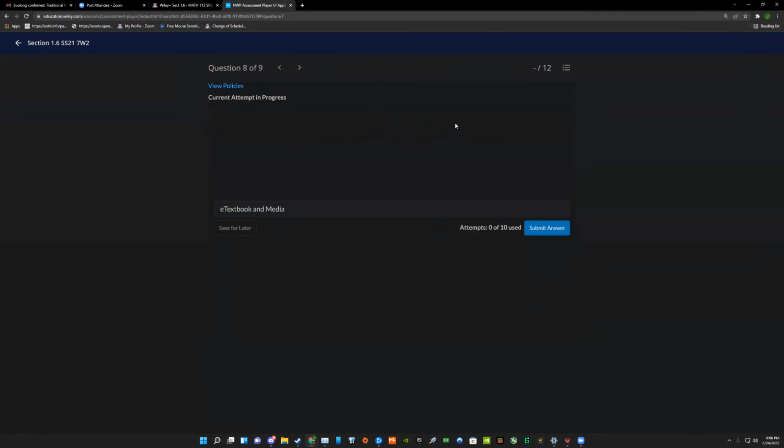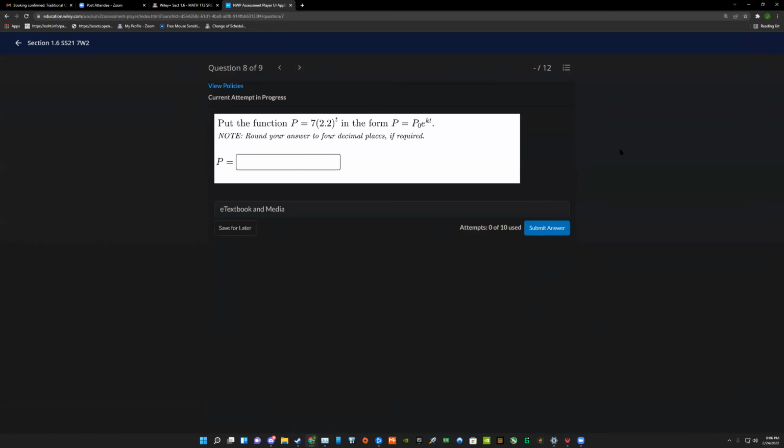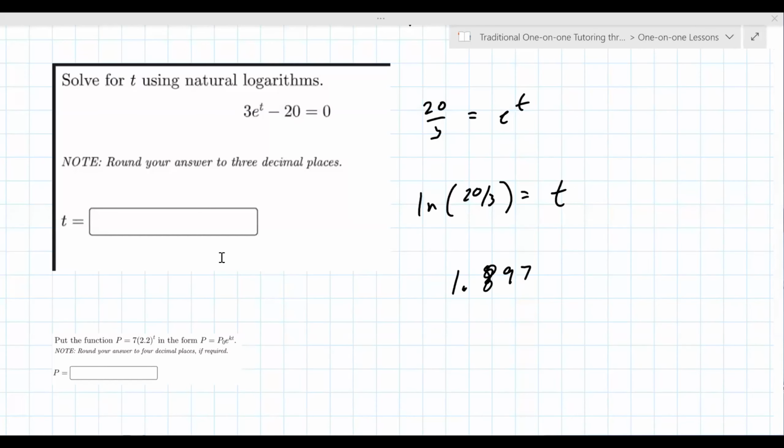All right, P equals 7 times 2.2 to the t, in the form P equals P0 e to the kt. I'm not sure how to do this. Let me share my screen here. This one requires a little bit more explanation than the last one. It's not that bad though. It really won't take very long to explain. It was a useful thing to do a million years ago before calculators were more common.